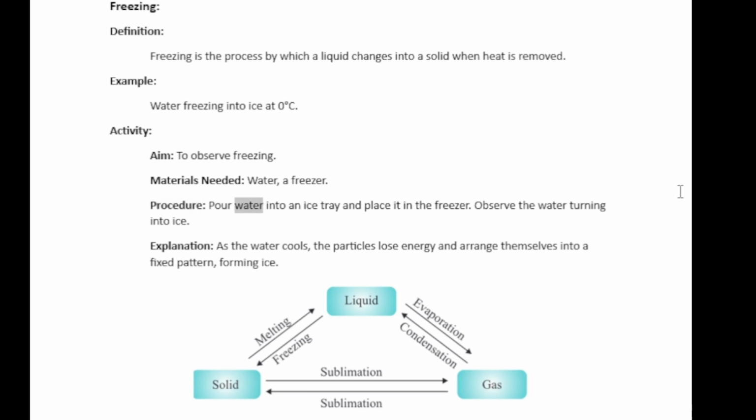Procedure: pour water into an ice tray and place it in the freezer. Observe the water turning into ice. Explanation: as the water cools, the particles lose energy and arrange themselves into a fixed pattern, forming ice.